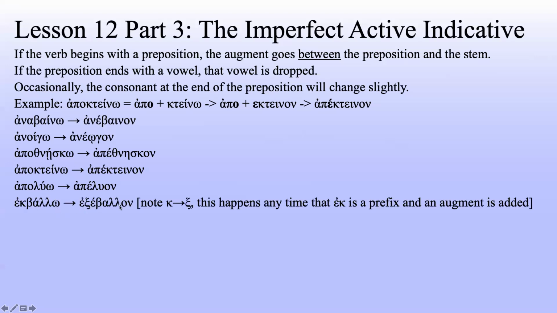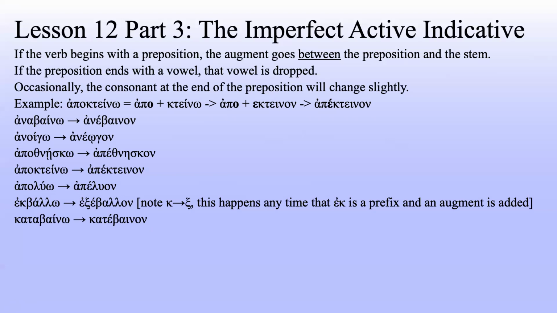Ekballo becomes exeballon. Now, this one didn't have a vowel to drop out, but there is this consonant change of the kappa becoming the xi. This happens anytime ek is a prefix and an augment is added. Later we'll learn exerchomai, or ek plus peripateo, will become ex, that kind of thing. Anytime ek is a preposition and there's an augment, or really anytime there's a vowel after it, it becomes ex.